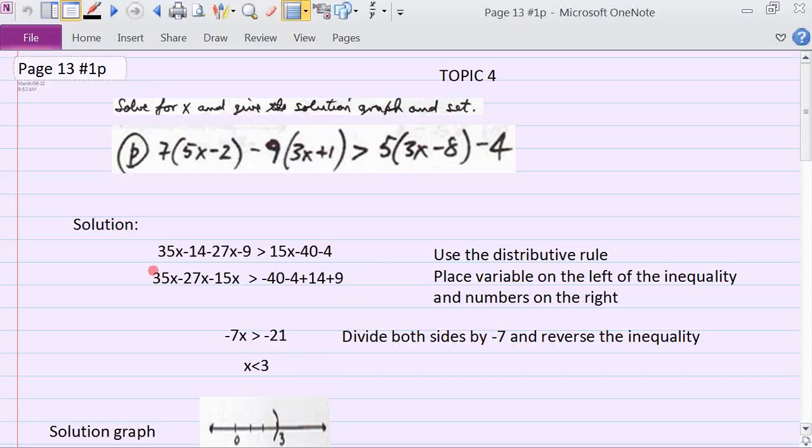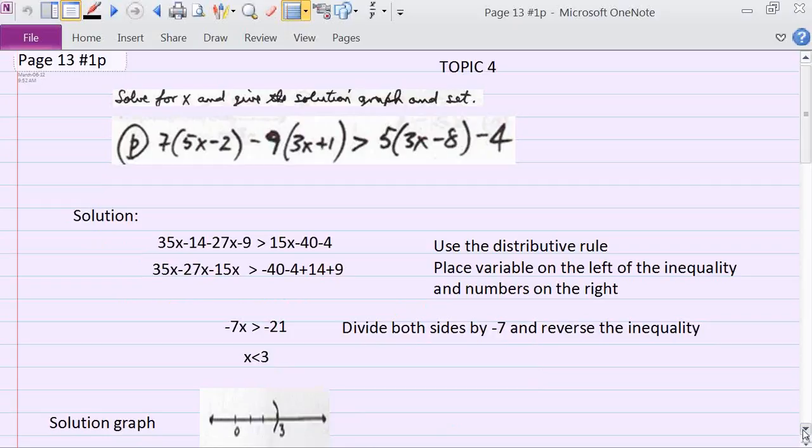We take 35x minus 27x, we get 8x. 8x minus 15x gives us minus 7x. So combining these 3 terms together gives us minus 7x. Minus 40 and minus 4 plus 14 plus 9 gives us minus 21. Minus 40 and minus 4 gives us minus 44. Minus 44 plus 14 gives us minus 30. Minus 30 plus 9 gives us minus 21.